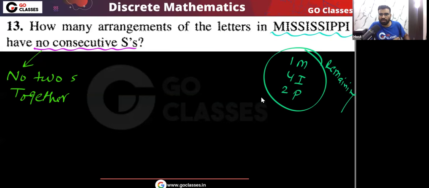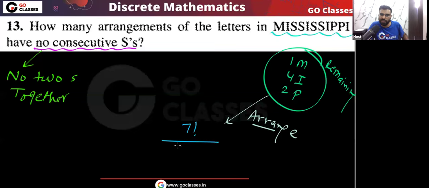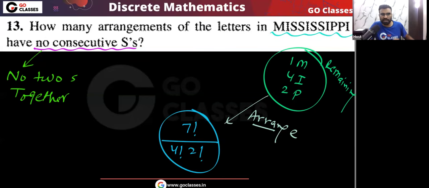Yes. So first we are going to arrange them. Arrange these remaining elements. So how many ways can we arrange these remaining elements? That will be a total of 7, 1, 4, 2. So that is 7 factorial divided by 1 factorial, which is 1, 4 factorial, 2 factorial. So this is the number of ways to arrange the remaining elements.